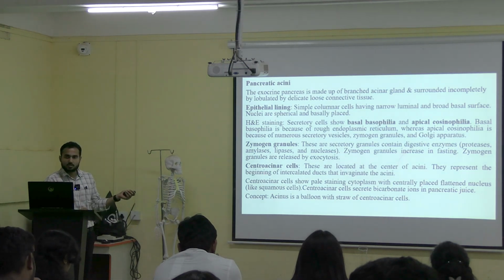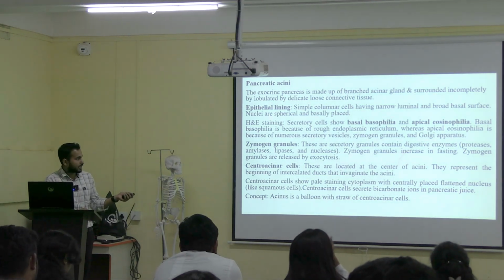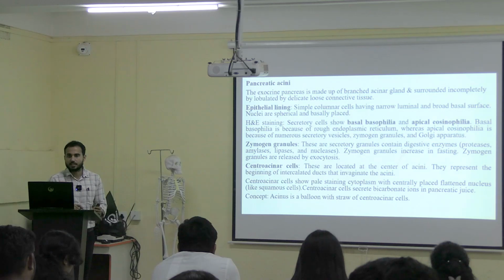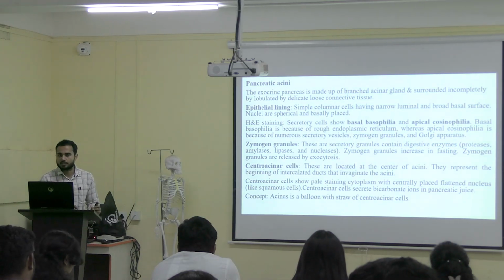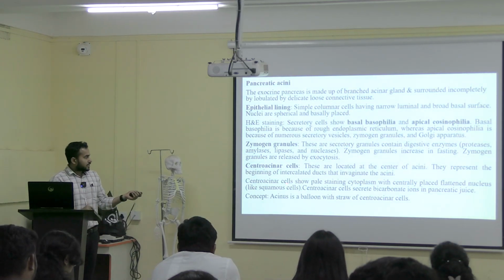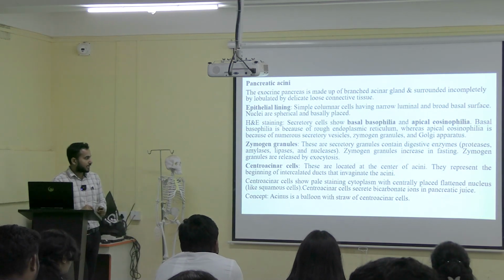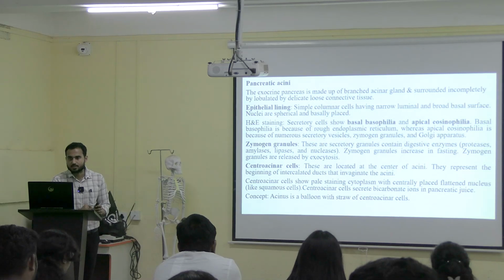Next, centroacinar cells. I have shown you the centroacinar cell. These are located at the center of the acini. They represent the beginning of the intercalated duct, and they invaginate the acini, that means an inward protrusion. Centroacinar cells show pale staining cytoplasm with a centrally placed flattened nucleus. Now what is the function? Centroacinar cells secrete bicarbonate ions into the pancreatic juice. That is the main function of the centroacinar cells.